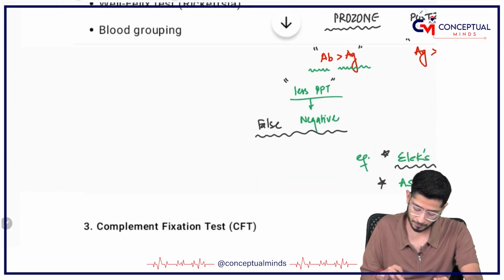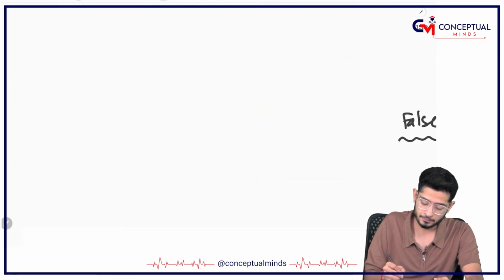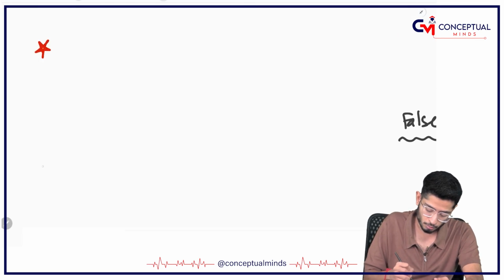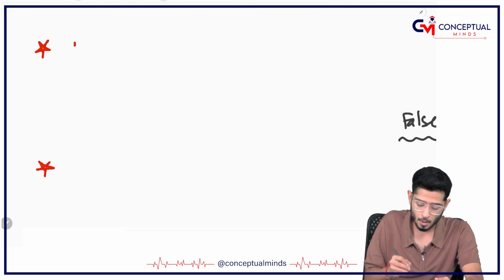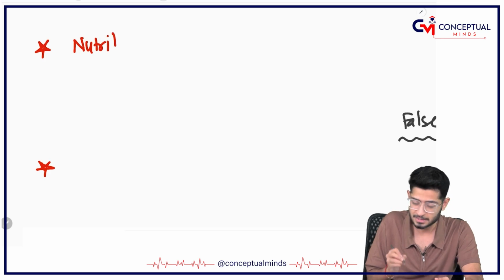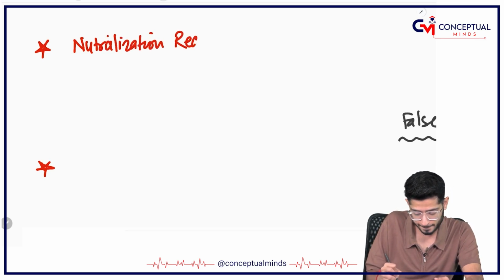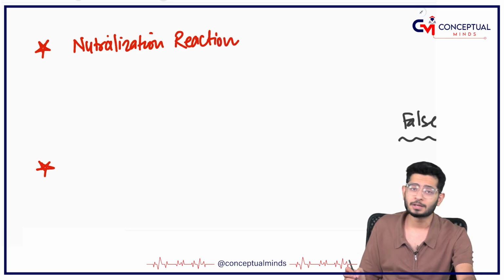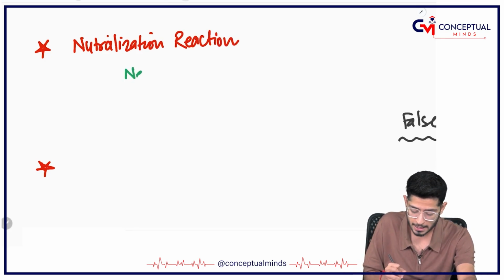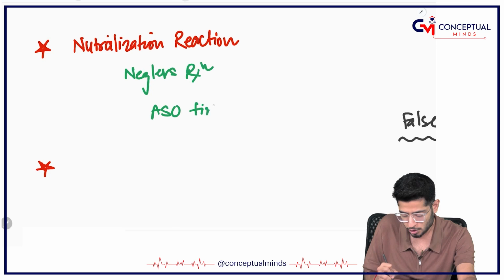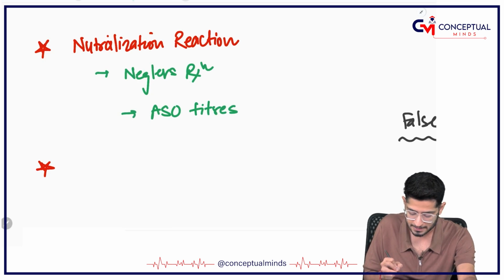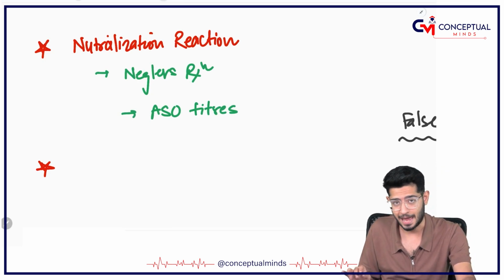So, before we come ahead, I have one or two more concepts. Let's understand them. One is called the neutralization reaction, just like the precipitation reaction. So, what are the examples of neutralization reaction? Nagler's reaction, and in fact the ASO titers. Both of them are seen in the neutralization reaction only.